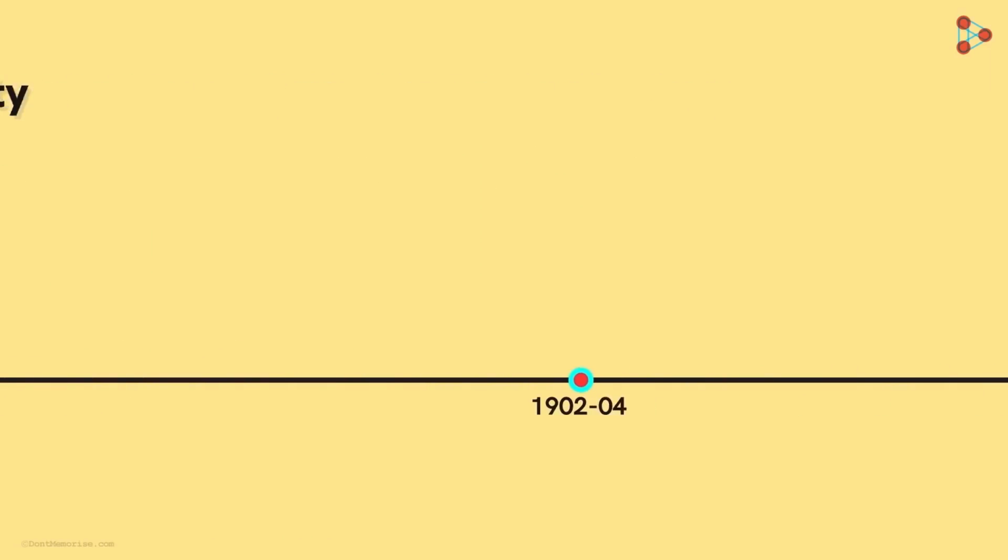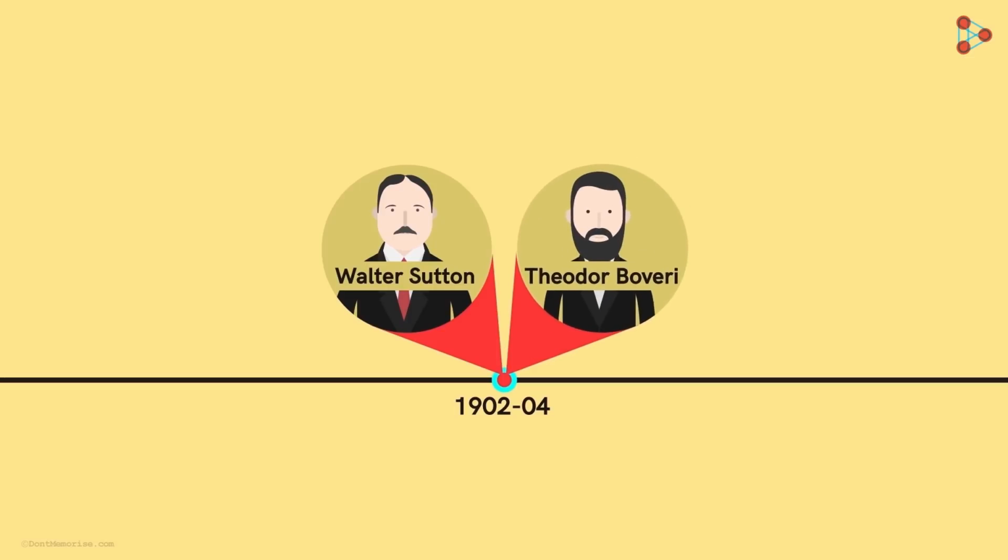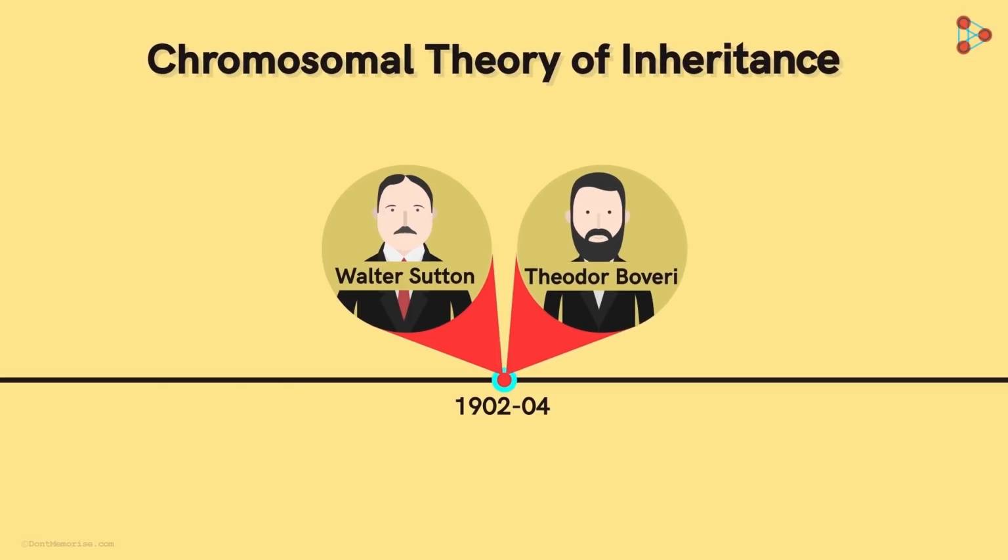It was around the first decade of the 20th century that 2 scientists came up with the theory which helped prove Mendelian genetics. Who were the 2 scientists? They were Walter Sutton and Theodore Boveri. They put forth the chromosomal theory of inheritance, which helped shine some light on the long-ignored work of Gregor Mendel.